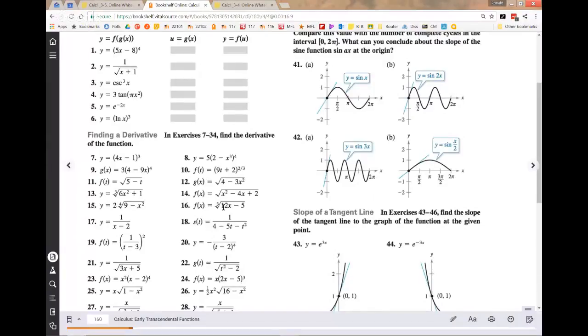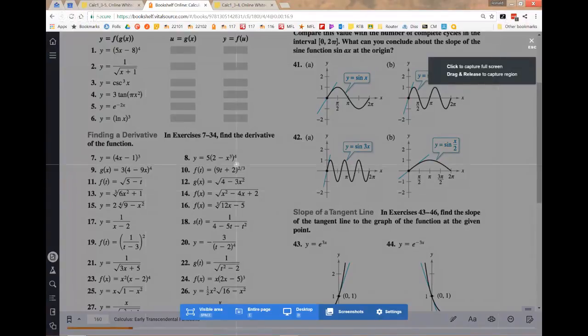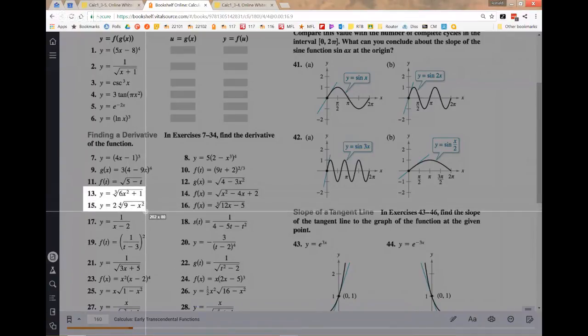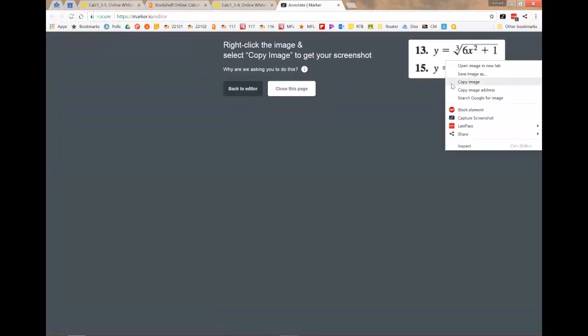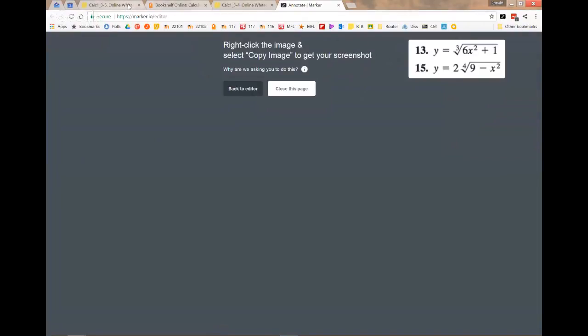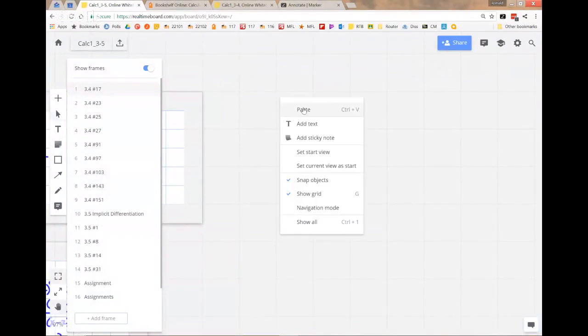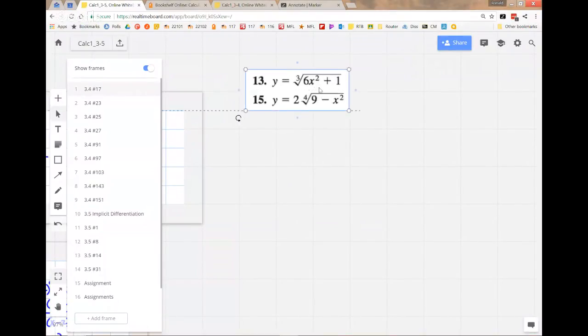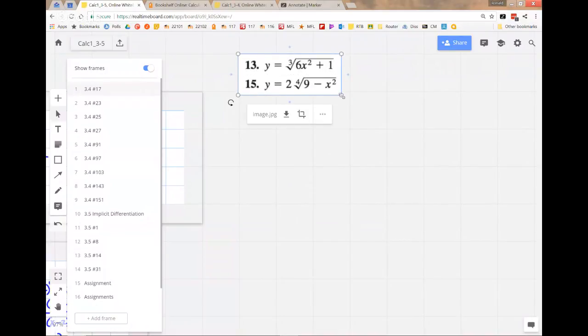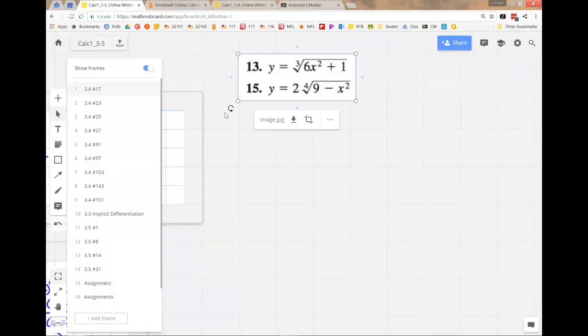So the cube root. Let me just grab that. So these two. All right. So those are the two problems we want to take a look at. All right, number 13.